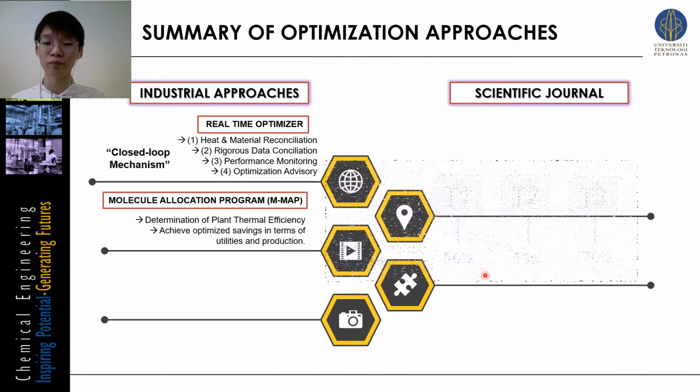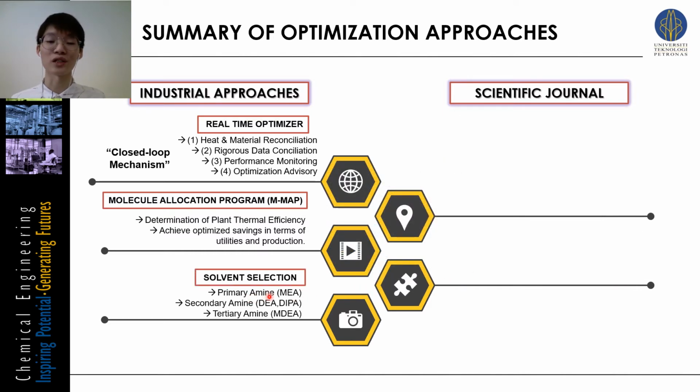And next is the solvent selection. Basically, this solvent selection is one of the approaches that's taken before we actually construct the plant or before we do the literature study.